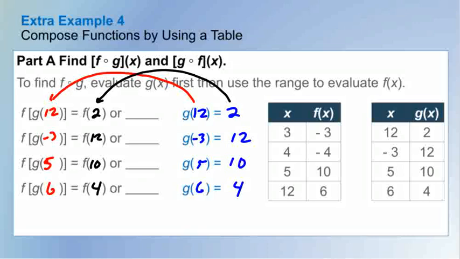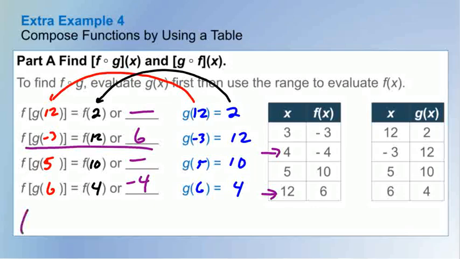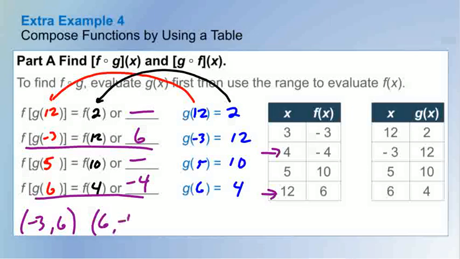Now from here, I have to match them up. So f of 2, I don't see f of 2, so I don't have a solution there. F of 12, I do find f of 12 here. That's a 6. F of 10, I do not find f of 10. F of 4 here I do, which is -4. So my ordered pairs would be -3, 6, and 6, -4.